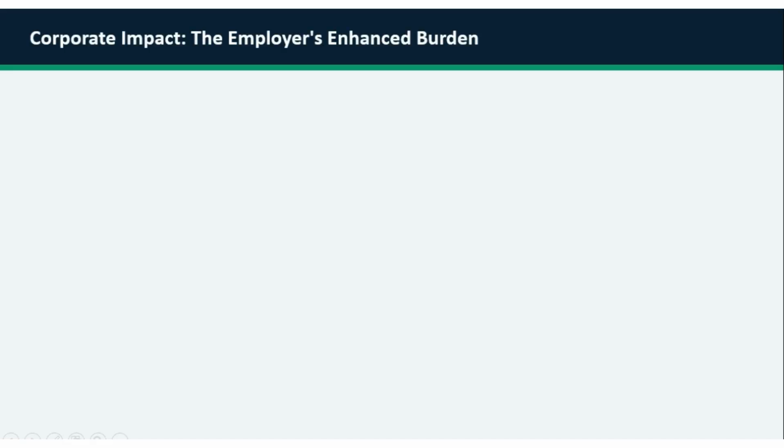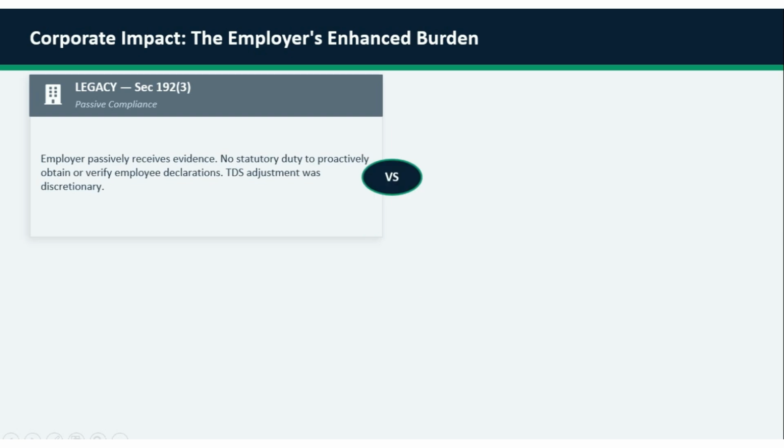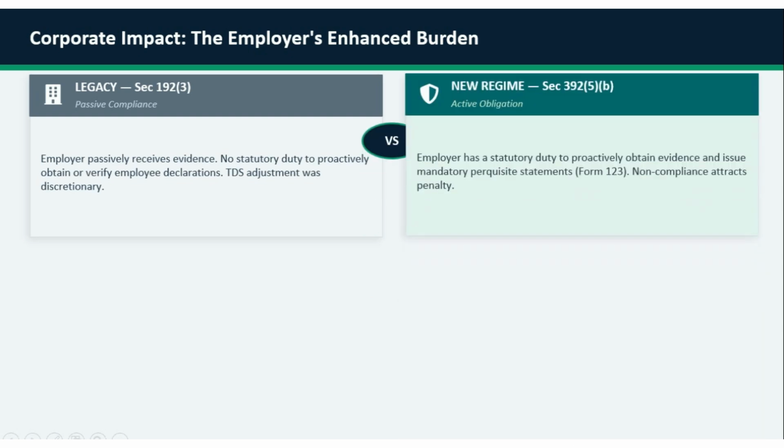One of the biggest shifts under the new Form 138 regime is the expanded role of employers in Salary TDS compliance. Earlier, employers largely acted passively, relying on employee declarations and documents. Under Section 392, this changes significantly. Employers must now actively collect evidence, verify declarations, and issue mandatory perquisite statements. This moves the system from declaration-based to evidence-based compliance.